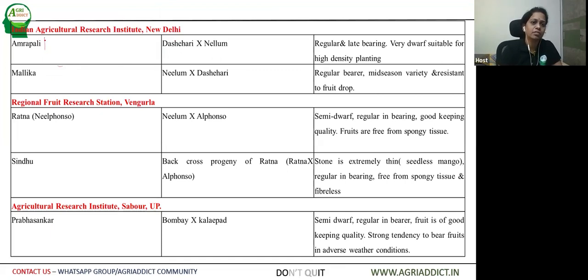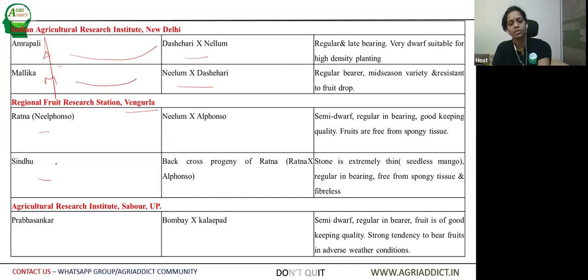Then from IARI, the first ones we all know, Amrapali and Mallika. So Amrapali is Dashehari into Neelam, and Mallika is Neelam into Dashehari. So like that you have to remember. Then from fruit registration, Vangarla, Ratna and Alphonso. These are the earliest hybrids, the hybridization work having been made in the early 90s. So you have to remember them. Ratna is Neelam into Alphonso. Then it is a progeny of Ratna into Alphonso.